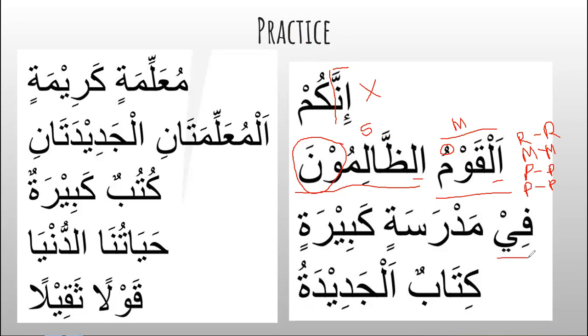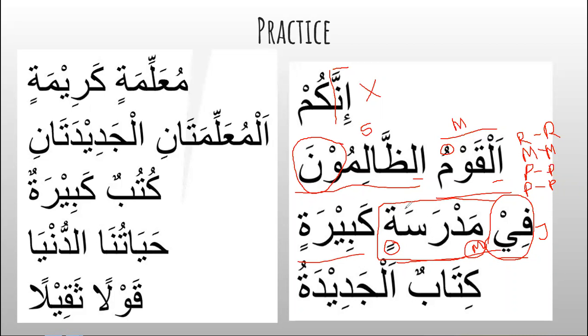Then comes fi madrasatin kabiratin. There are three words. And fi, we know in our harf jar class, is a harf jar. Its job is to make the next word jar. So is it a jar majroor? Yes, it is, because fi is making madrasatin majroor. So fi madrasatin is jar majroor. This one is considered jar and this one is majroor. Fi madrasatin means in a madrasa.